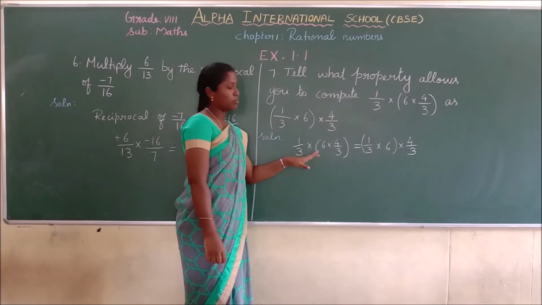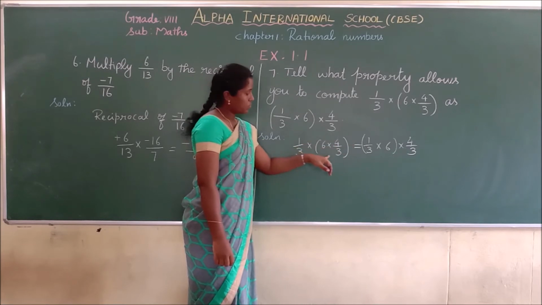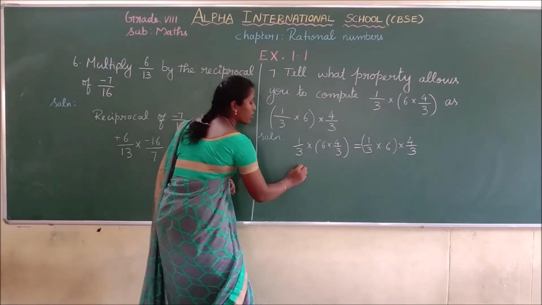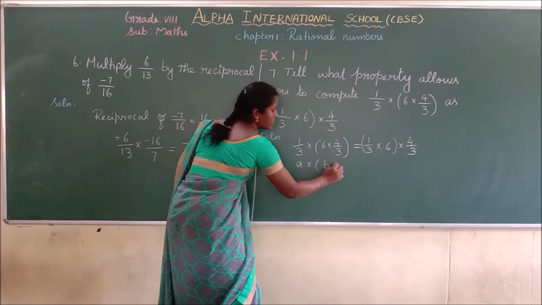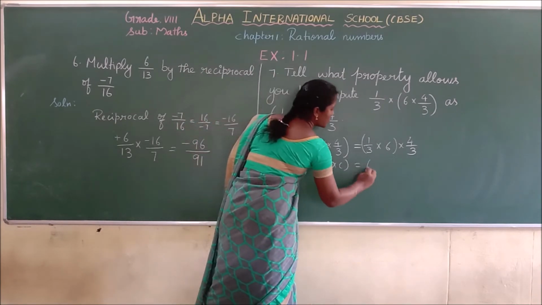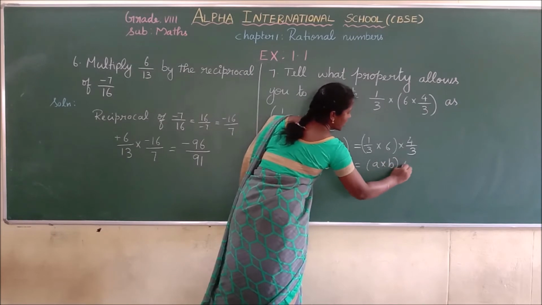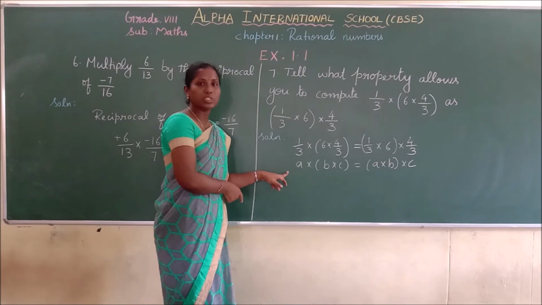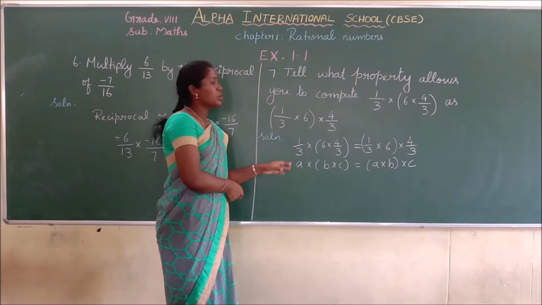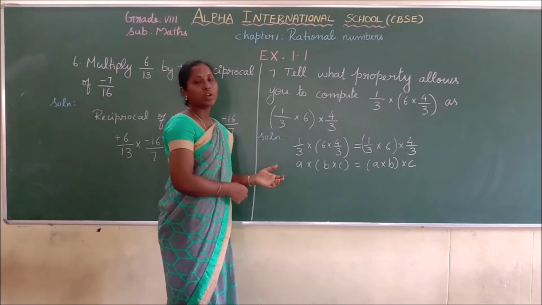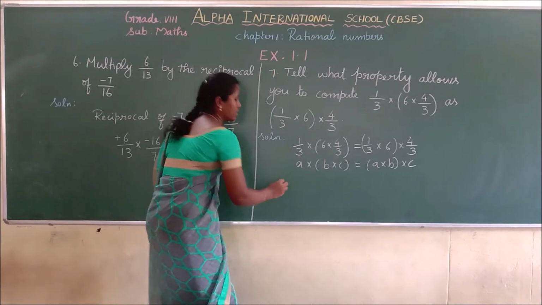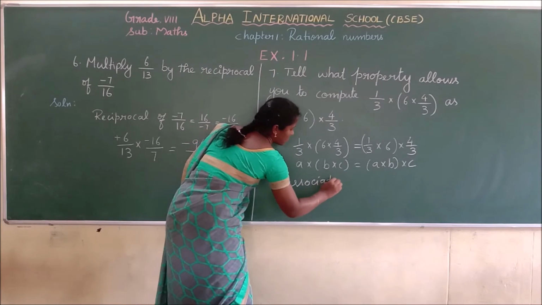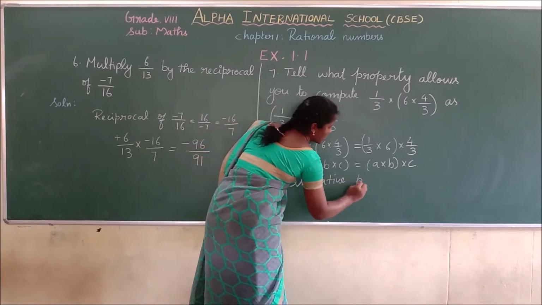It is under multiplication, because we are using the operation multiplication here. Check which property it is. This is the form of a into b into c, which is equal to a into b into c. It looks like this property, no? What property is it? It is the associative property under multiplication. So here the property that allows us to compute is the associative property. So the property used is associative property.